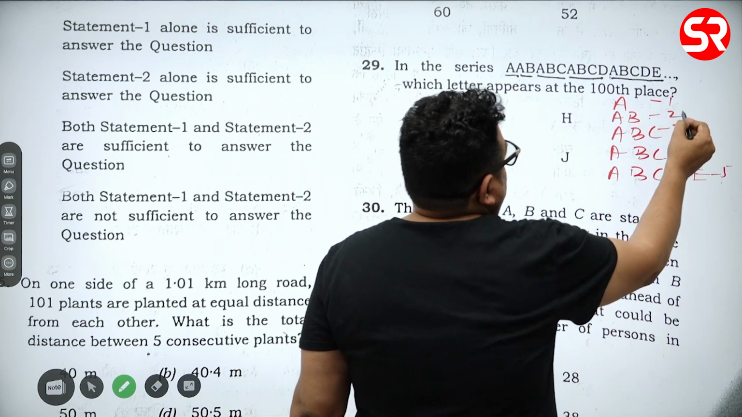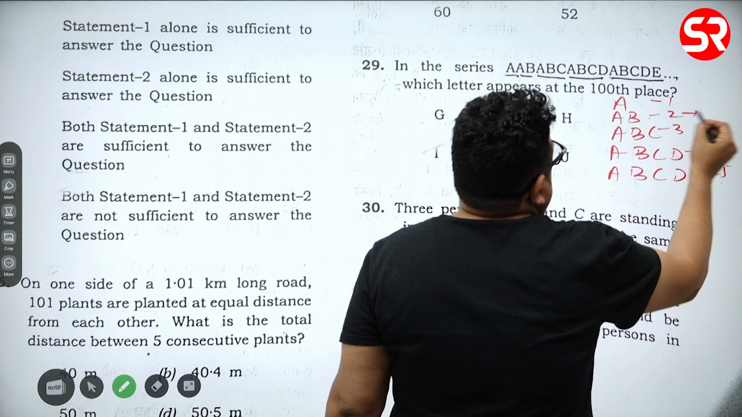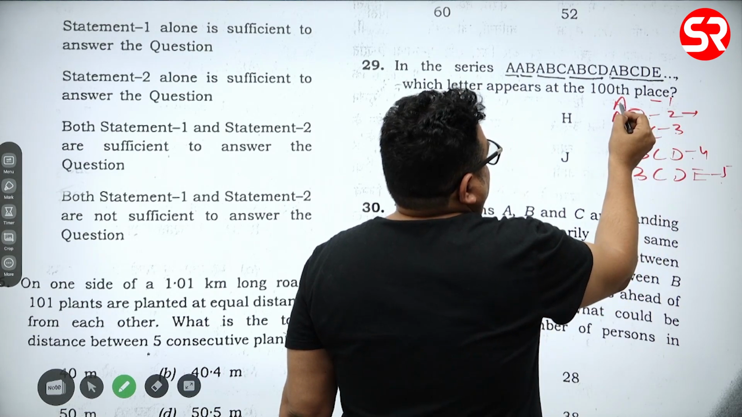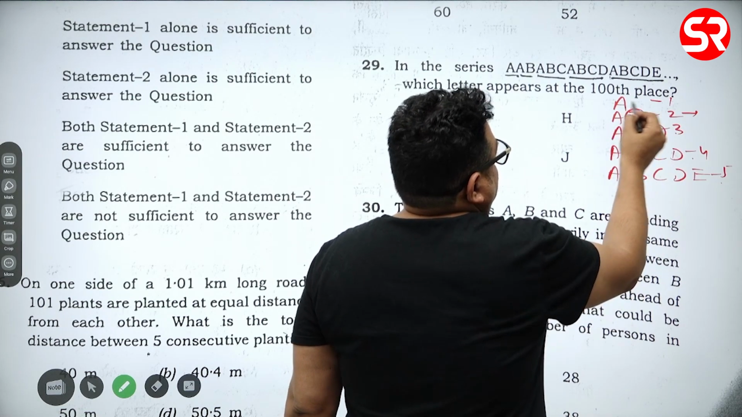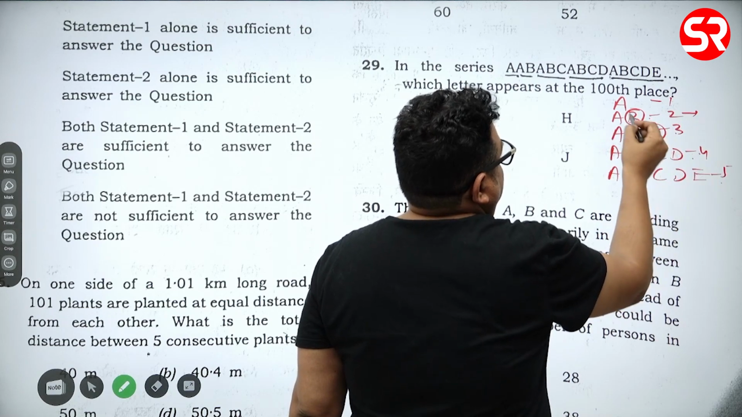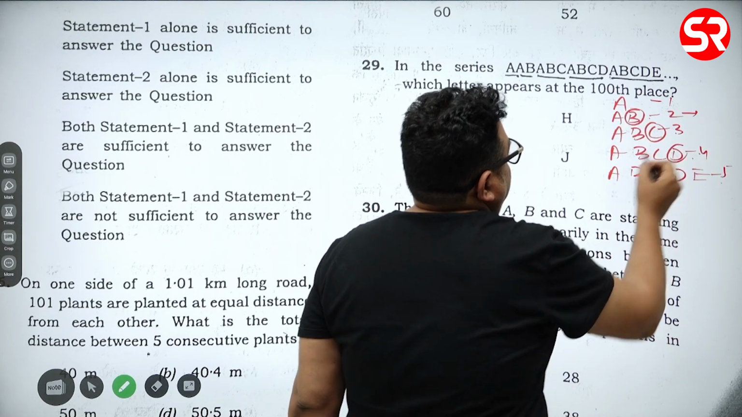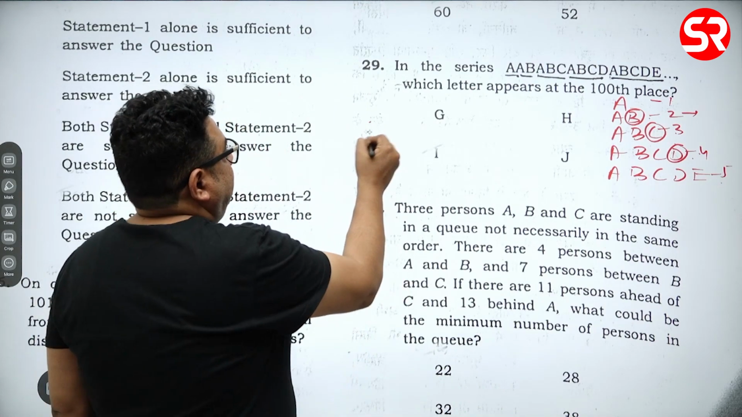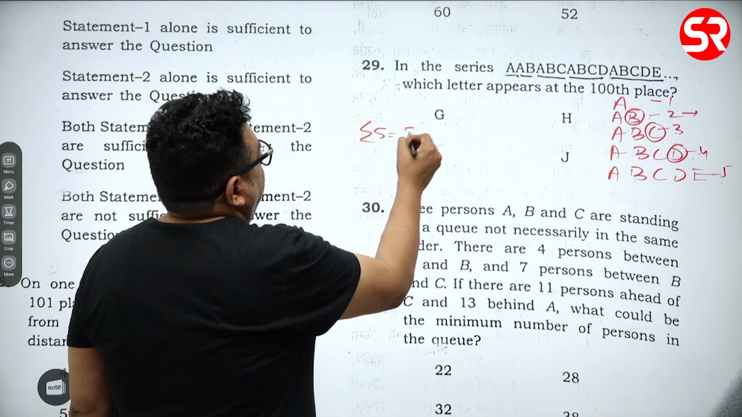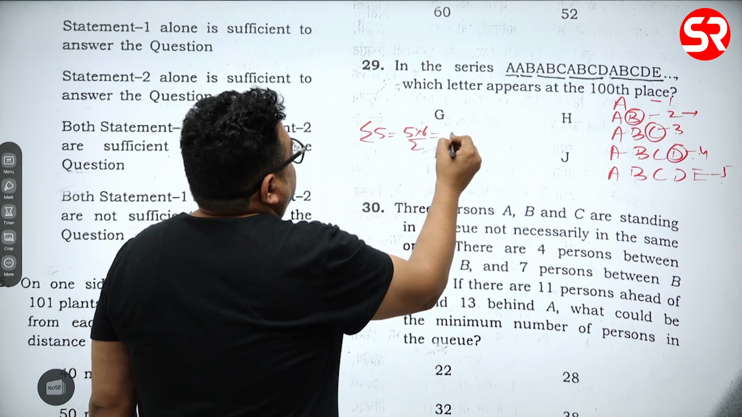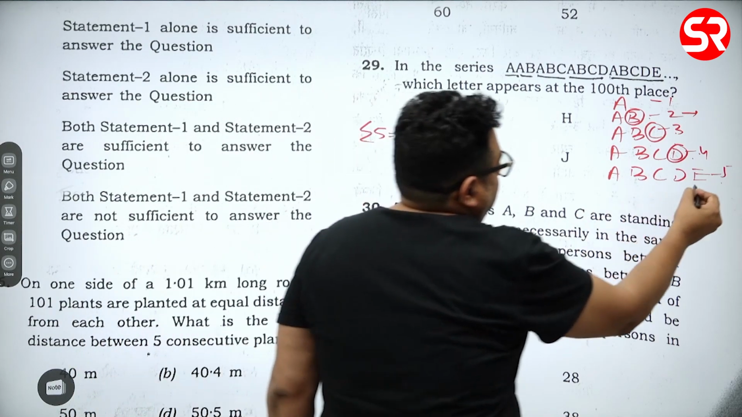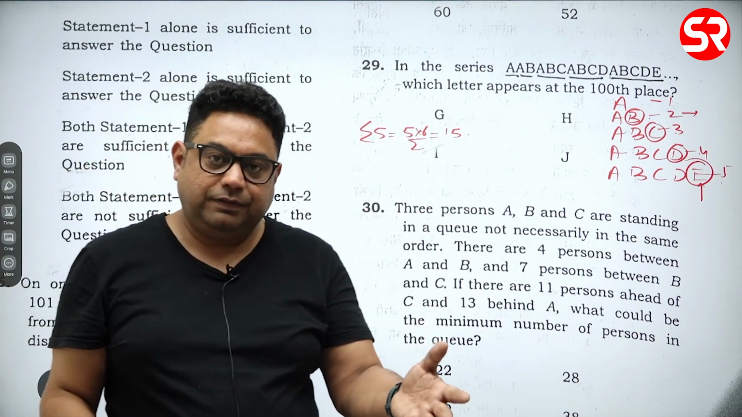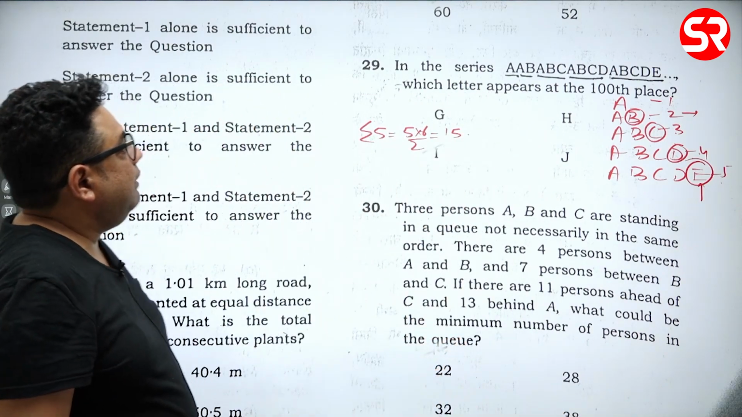1 plus 2 is 3, and this comes out to be B, the third term. 1 plus 2 plus 3 is 6, and this comes out to be C. 1 plus 2 plus 3 plus 4 is 10, and if you count, this 10 is D. So it is a summation. Summation of 5 is 5 into 6 by 2, which comes out to be the 15th term, and the 15th term is E, and E also stands for 5. All right.